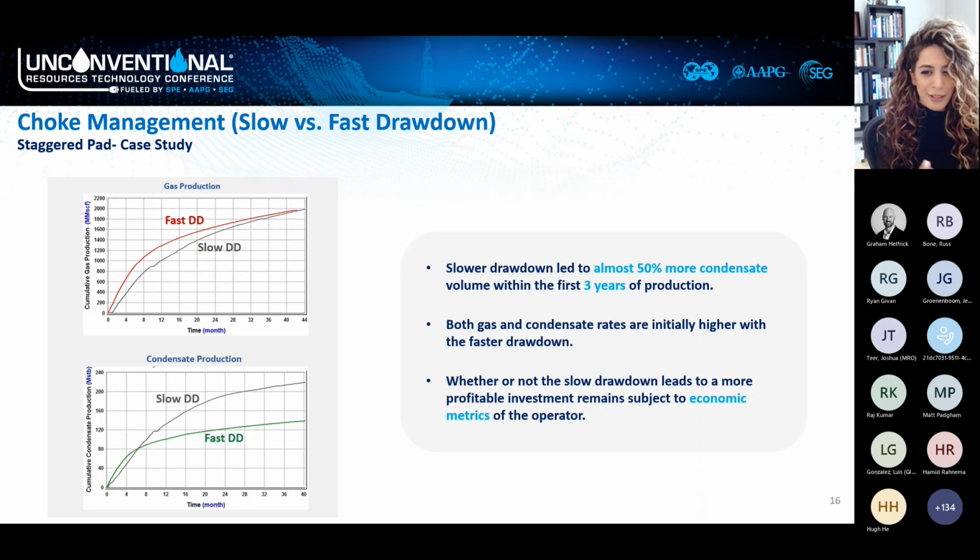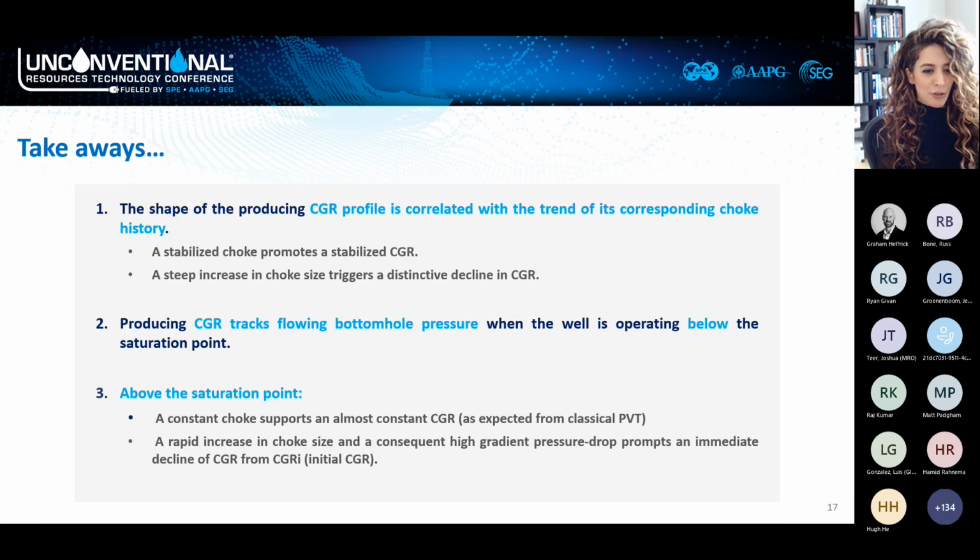So whether or not the slow drawdown leads to a more profitable investment still remains subject to the economic metrics of the operators, and every operator will have their different policies. This is really not to prescribe what is best, and at the end of the day, your preferred economic metrics will rule how you manage your choke strategy. So I'm sure that I've repeated myself enough times that you don't need any summary, but I'm just going to leave you with a few takeaways from today's talk.